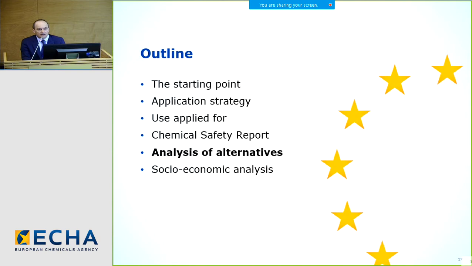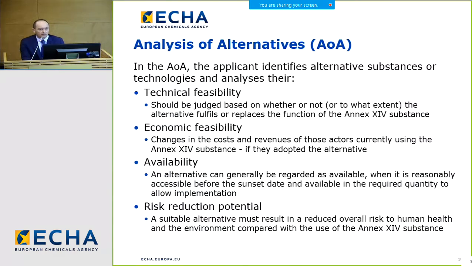Okay, the analysis of alternatives. So in the AoA, the applicants have to identify the alternative substance or technologies, and they have to analyze at least 4 parameters. The first one is the technical feasibility. Technical feasibility should be judged based on whether or not the alternative fulfills or replaces the function of the Annex 14 substance. Then the second parameter is the economic feasibility.